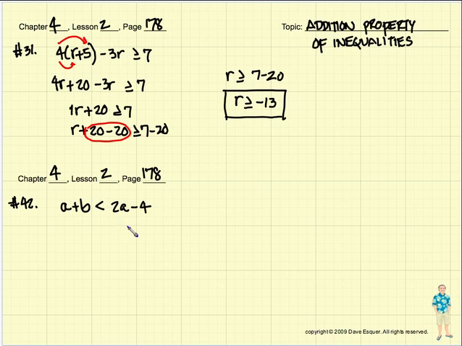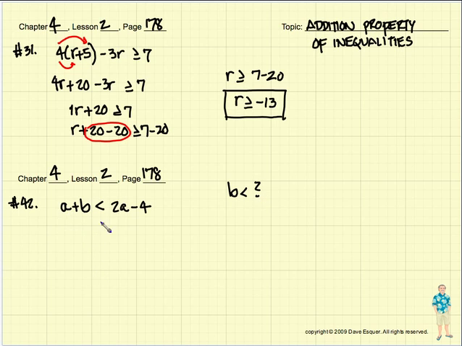Number 42, a plus b is greater than 2a minus 4. And number 42, why am I doing an even one? Well, the homework said all problems tonight. We're going to end up with something that looks for b, because it says b is question mark. So let's see if we can figure out what b is. So we're looking for b.